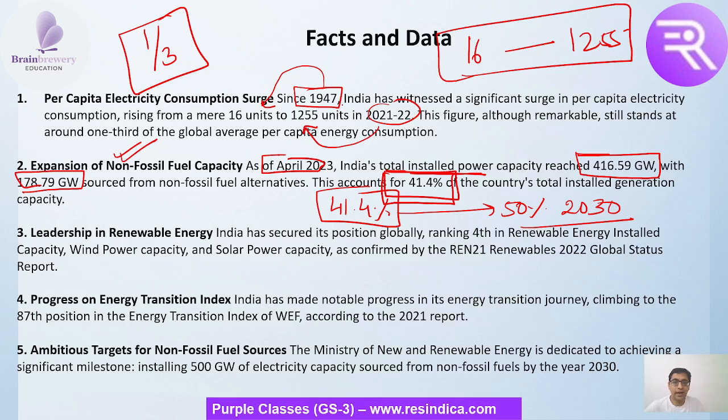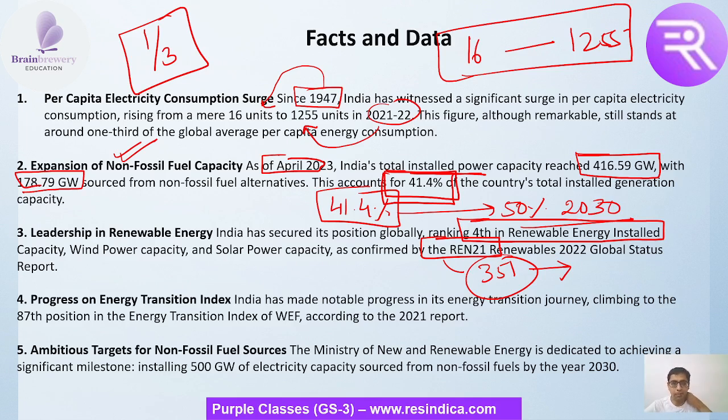Under that, India has secured fourth position in renewable energy installed capacity, including wind power capacity and solar power capacity, as per the REN21 Global Status Report. You can download this report; I think it is a 351 page report. If you want to read it, you can go through it, but don't worry, you just have to take statistics from there.